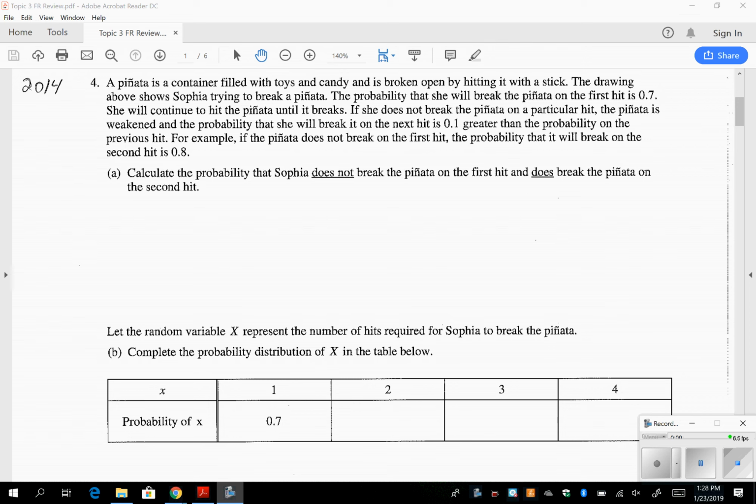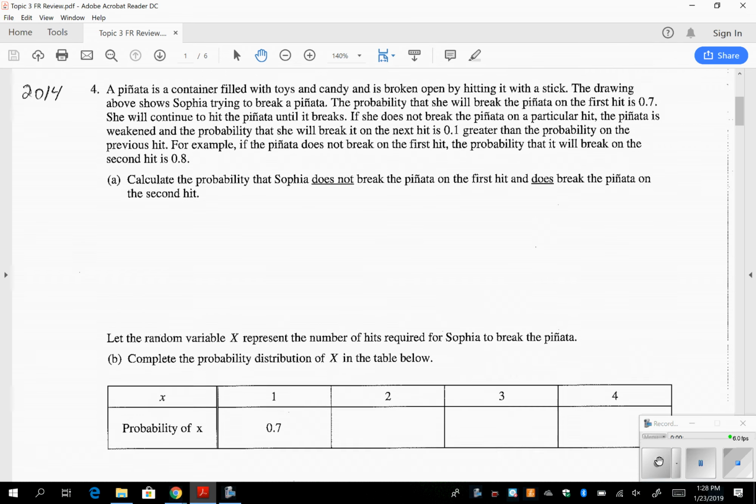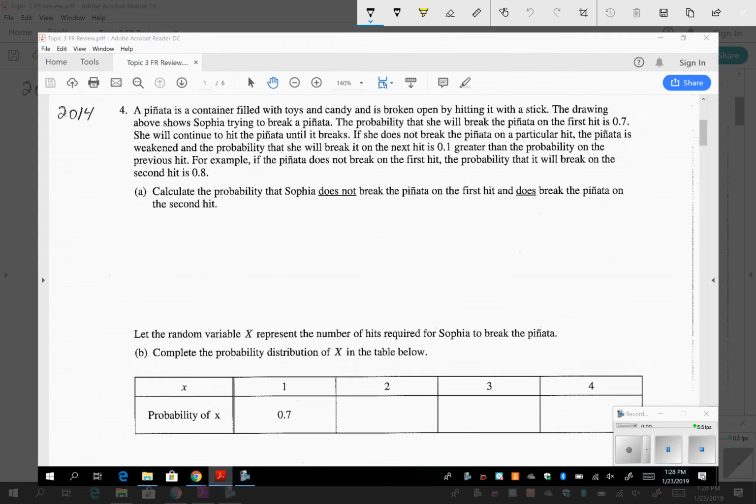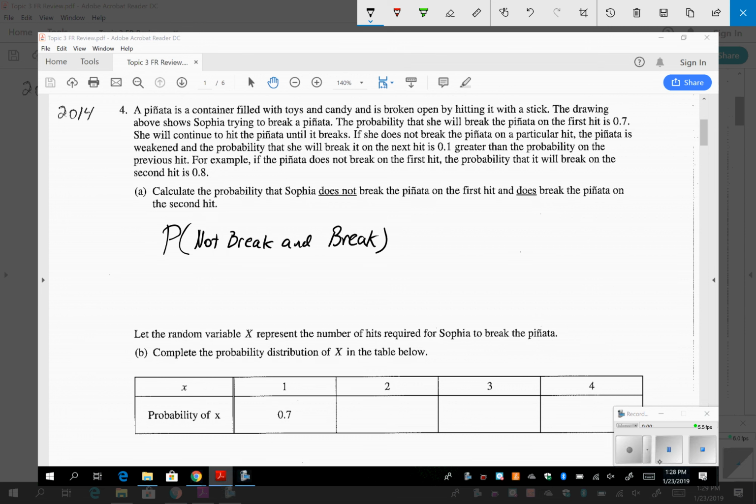What I noticed in part A is that most students were focused on it breaking on the second time and saying, okay, that's 0.8. But in letter A, they're actually asking you to say, first, it doesn't break, and then it breaks. So if 70% is that it breaks on the first hit, what is that it doesn't break on the first hit? 30%.